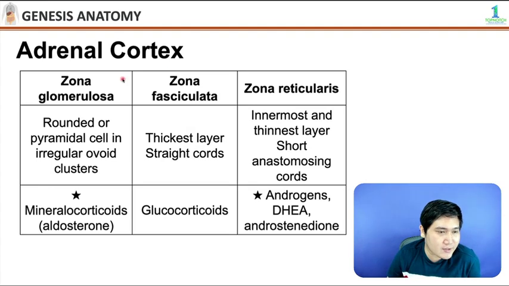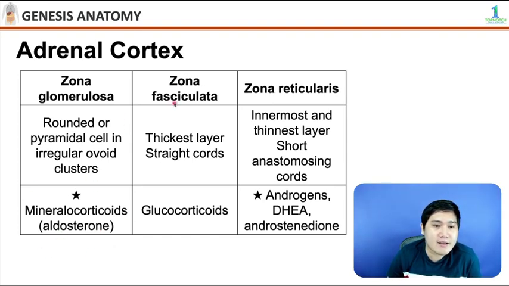Also asked in anatomy are the layers of your adrenal cortex and the hormones that it secretes. Your zona glomerulosa has rounded pyramidal cells in irregular ovoid clusters, like a glomerulus, round. It mainly secretes mineralocorticoids, specifically aldosterone. This was asked before.